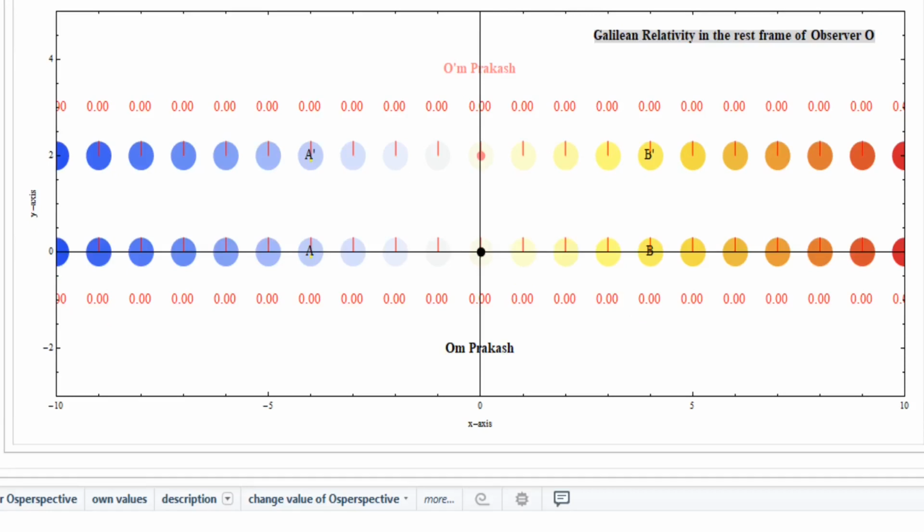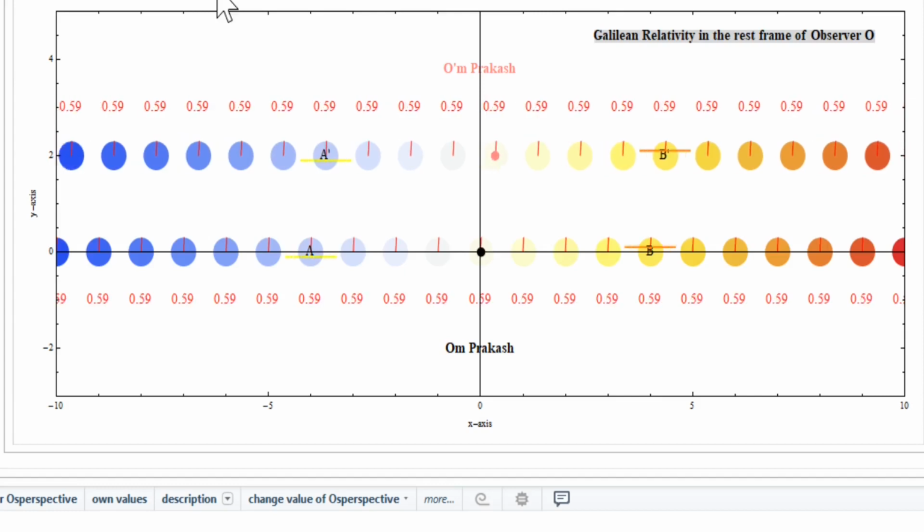So A prime and B prime will send signals at the speed of light to O prime Prakash, but crucially they will send out the signals at the speed of light relative to themselves. And similarly, A and B will send light signals to Om Prakash, and they will also send these light signals at the speed of light relative to themselves.